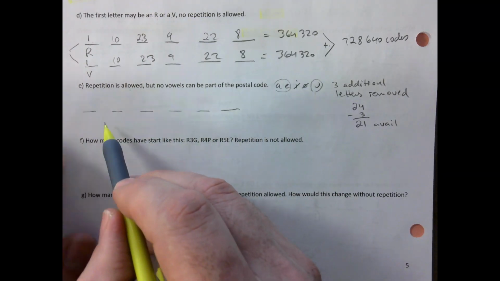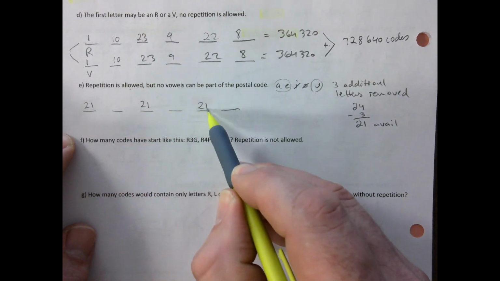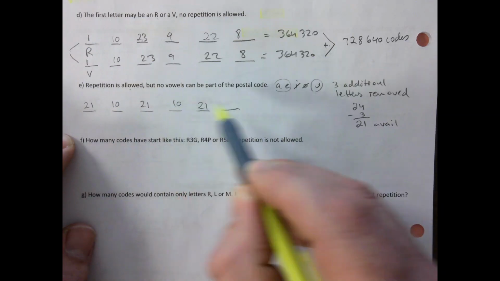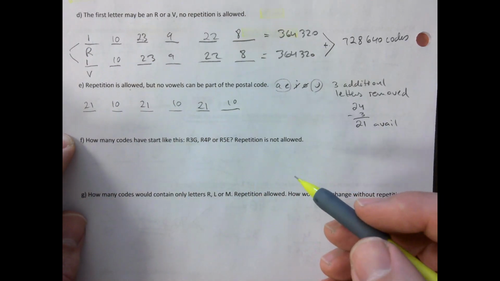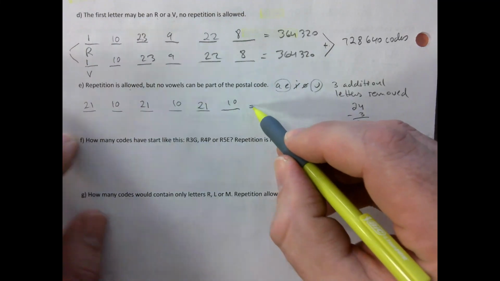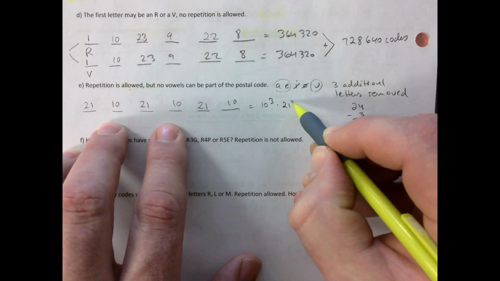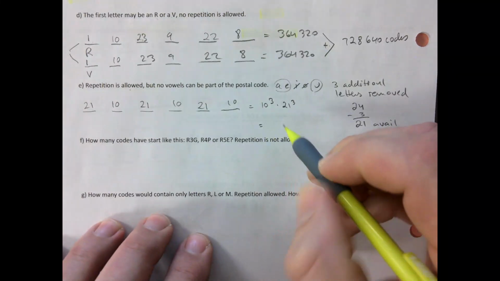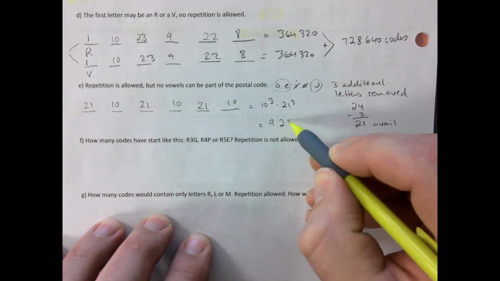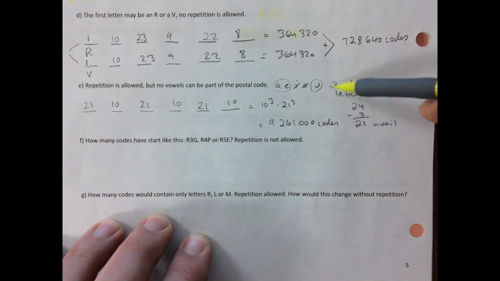So repetition is allowed. So we go 21, 21, 21, and then 10, 10, 10. What is that? That's 10 to the power of 3 times 21 to the power of 3. If you multiply that out, that's 9,261,000 codes.